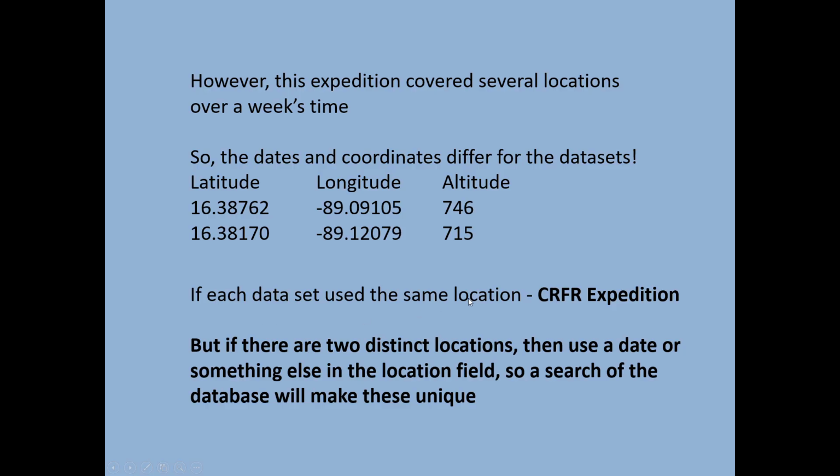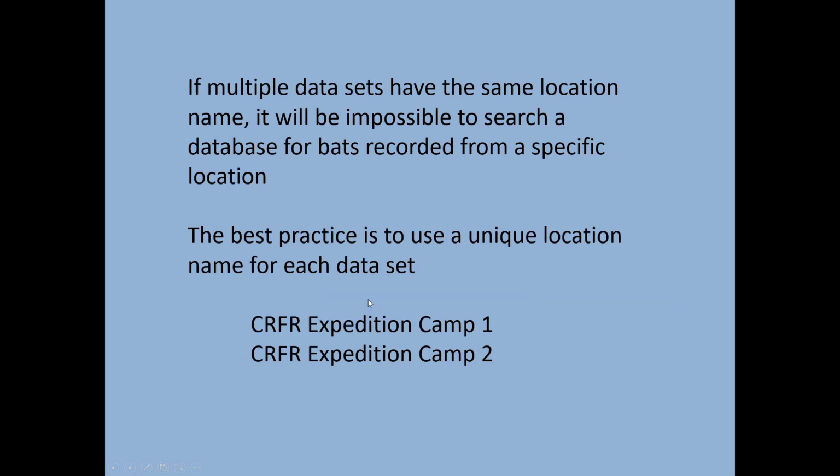However, if each data set uses the same location name, but they're two distinct locations, a database or any other search will not find these as individual locations. So just using this as your location in your metadata is not adequate, even if you have coordinates. You need to add some other defining character. In this case, Camp 1, Camp 2. Then immediately each data set is unique.